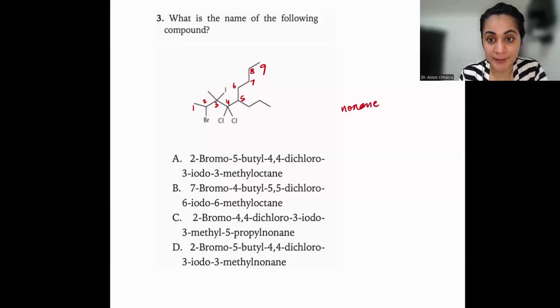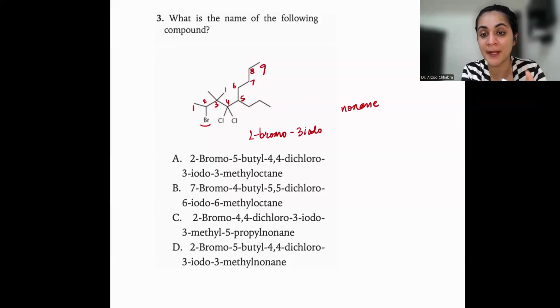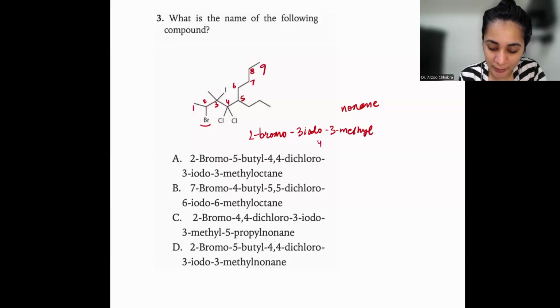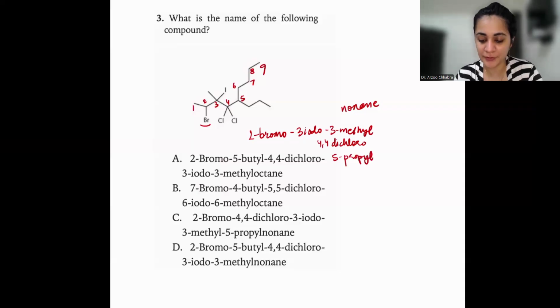Now let's think about the substituents. I have a bromo at the second position, so I can say 2-bromo. And then I have iodo at the third position, 3-iodo. I'm just writing down the substituents, and then I will arrange them in alphabetical order before I put them in front of my parent chain. So I've got 3-iodo, and then 3-methyl, 4,4-dichloro, 5-propyl. All I've got to do now is arrange them in alphabetical order. So I'll first write bromo.